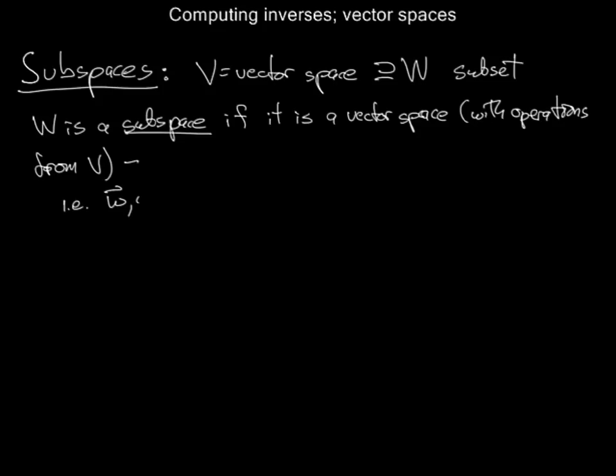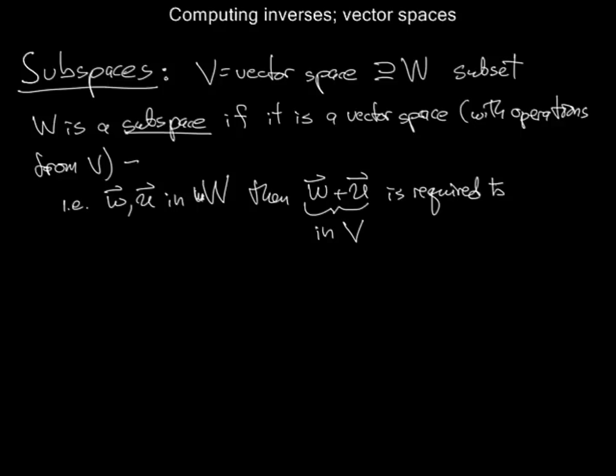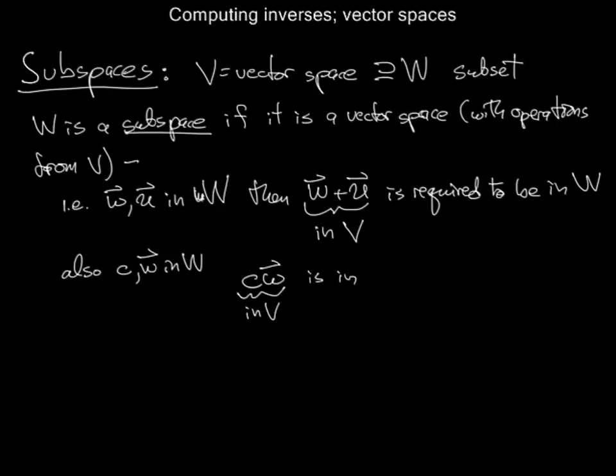Well, you use the operations from V, and the only question is, if I take 2 vectors in W and I add them, well, that's a vector in V, but it's not necessarily in W, and so I have to require that. And also, if I have a scalar and a vector and I multiply them, again I get a vector in V, and I require that that be in W. So that's the definition of a subspace. It's one which satisfies these 2 properties.